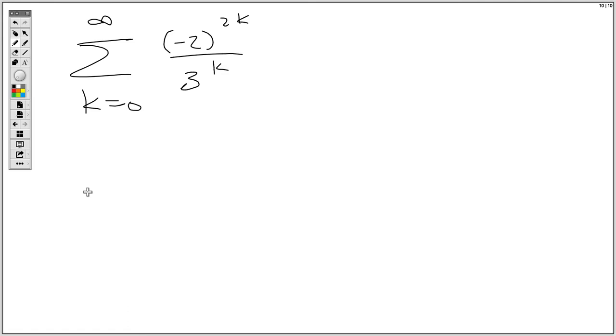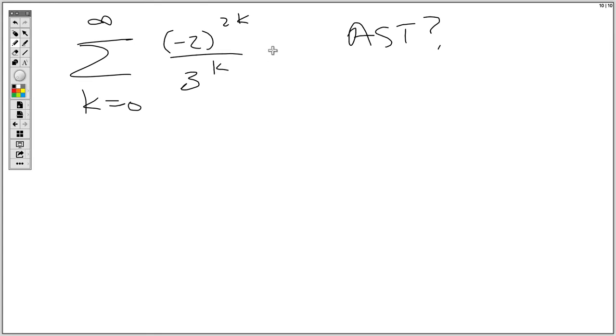And like I said, there's lots of different ways to proceed on this one. It is alternating. So one way to proceed would be the alternating series. But is it alternating? Let's actually check it out.